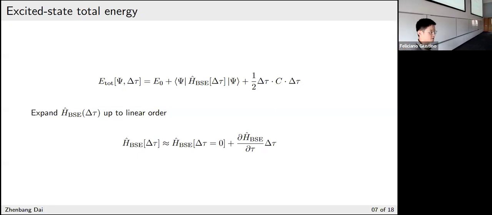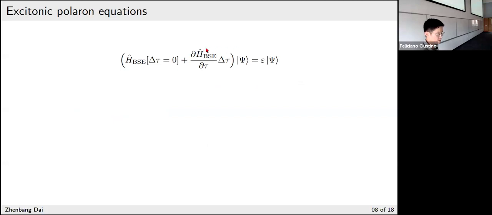We can do a minimization of the total energy with respect to the wave function psi and the atomic displacements. And if we minimize the total energy with respect to psi, you will get this equation, which is very simple. You have the first part, that is the BSE Hamiltonian for the undistorted structure, and the first order variation of the BSE Hamiltonian. And if you minimize the total energy with respect to the atomic displacement, that will give you the second equation, which tells you how to get the displacement from the wave function. And this C here is the interatomic force constant matrix.